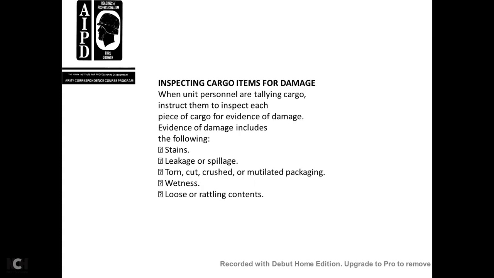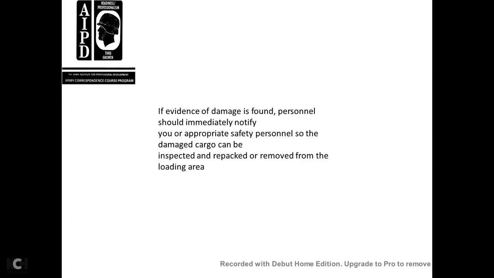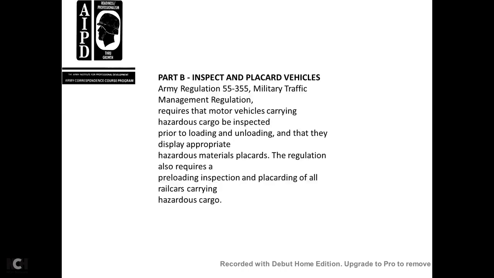Inspecting cargo items for damage. The personnel detailing the cargo should check each of these. Inspect the packages of the cargo for evidence of damage, to include the following: stain, leakage, slippage, spillage, torn cover, crush, multiple mutilated packages, wetness, loose, rattling contents. If there is evidence of damage to the item, personnel should immediately notify the appropriate safety personnel. The damaged cargo can be inspected, repacked, or removed from the loading area.